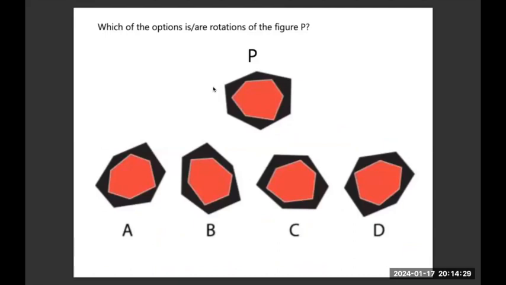Which of the options is or are rotation of the figure P? Let's start with comparing the question figure first. So in these kind of questions, we'll first start with comparing the question figure first. Oh, sorry, not the question figure. We'll start with comparing the options with each other first.